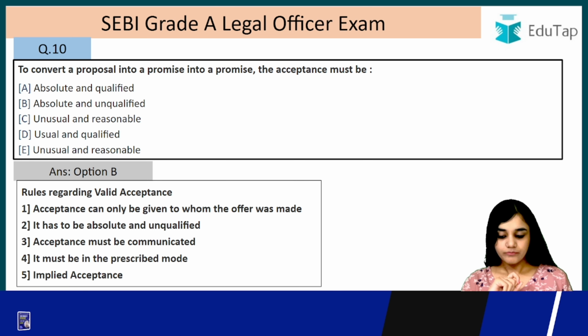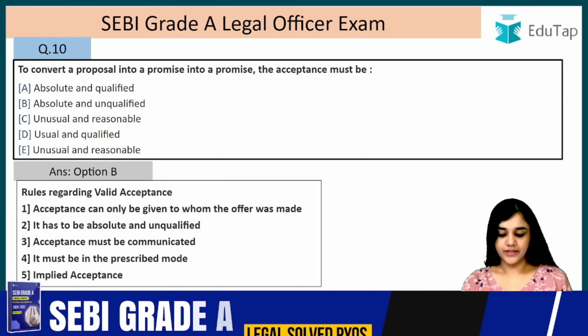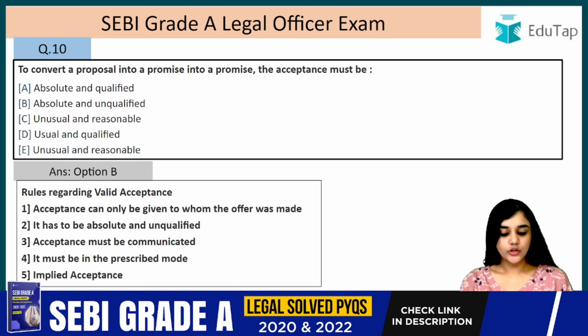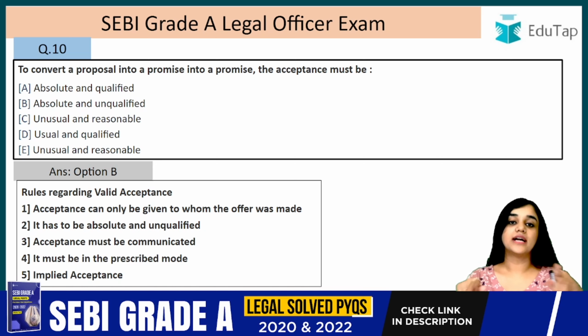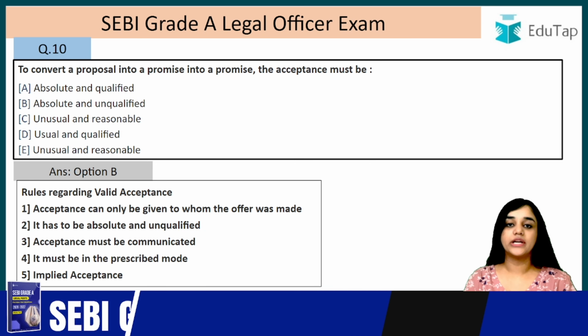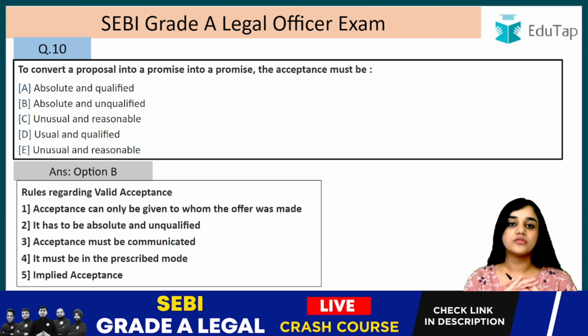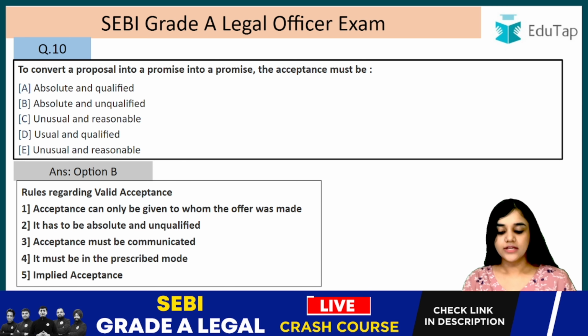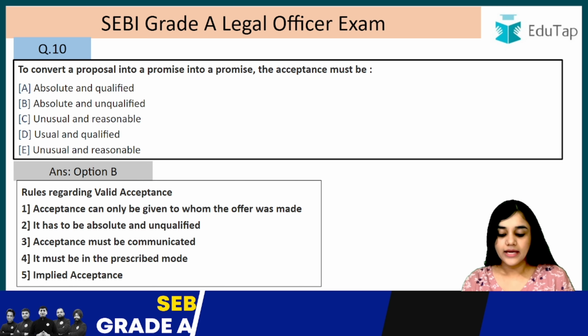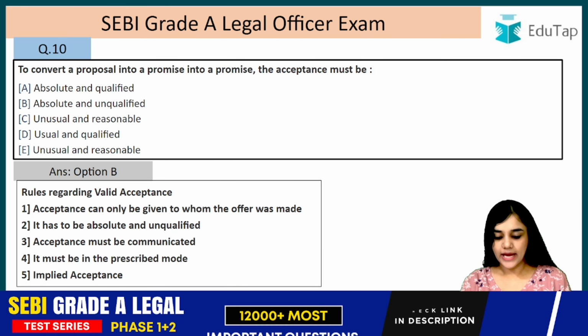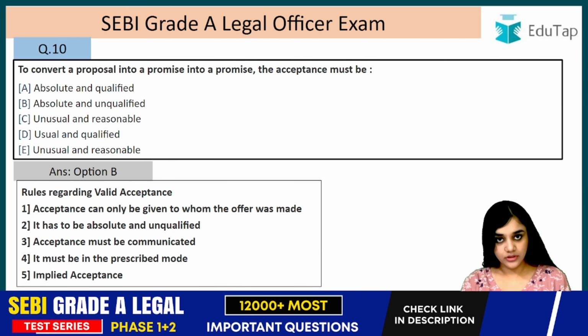Let's read it. Rules regarding valid acceptance. Acceptance can only be given by the person to whom the offer was made. If there are three friends standing and A offers something to B but C accepts it, then also it is not a valid acceptance, right? So acceptance can only be given by the one to whom the offer was made. It has to be absolute and unqualified. First of all, it has to be absolute and it has to be unqualified.